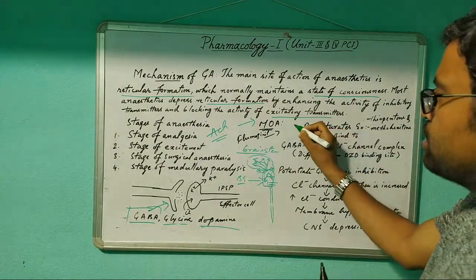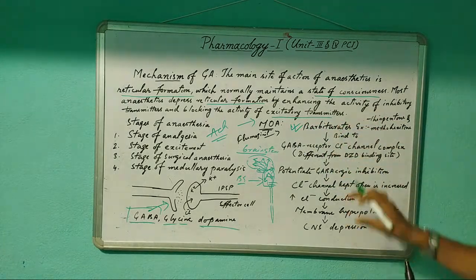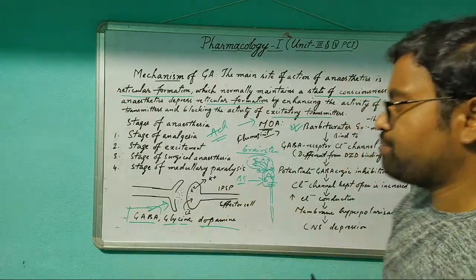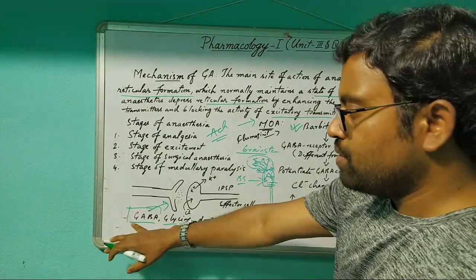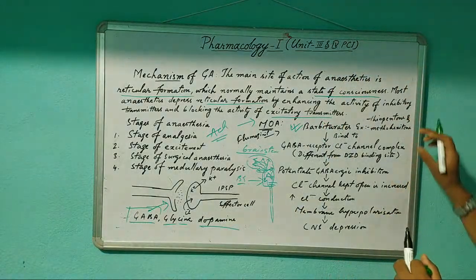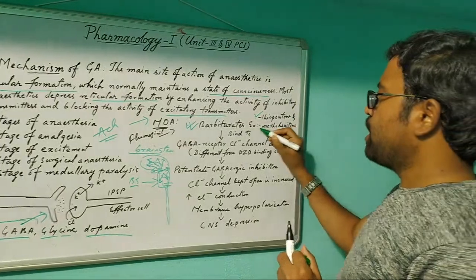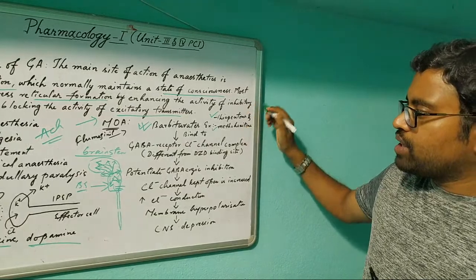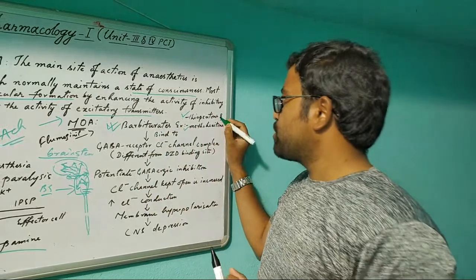Next, the man-made barbiturates. Barbiturates are drugs which work like GABA, enhancing the GABA receptor and the GABA neurotransmitter. GABA is the full form of gamma aminobutyric acid. Some of these drugs are thiopentone sodium and methohexitone. Particularly thiopentone sodium is mostly used for induction of anesthesia.